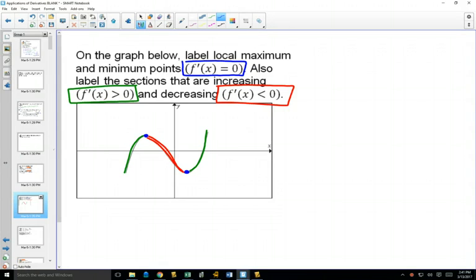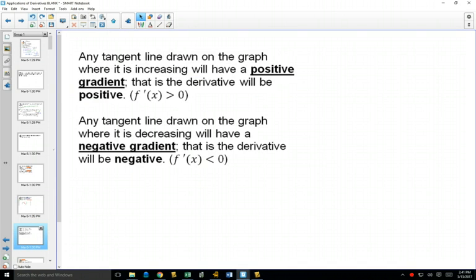That'll be that section in there. And if you think about it, if you pick any point in any of the green sections, so if I pick that point and draw a tangent, that tangent has a positive slope. And if I pick any point in the red section and draw a tangent, that tangent will have a negative slope. It's a pretty bad tangent, but you get the idea. So this is saying the same thing again. A tangent line where it's increasing will have a positive slope. A tangent line where it's decreasing will have a negative slope.